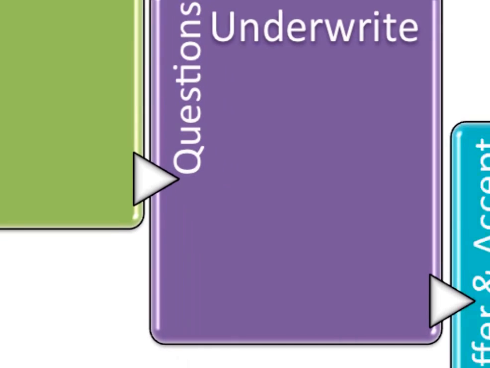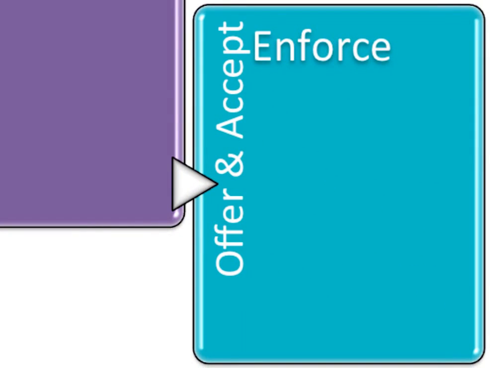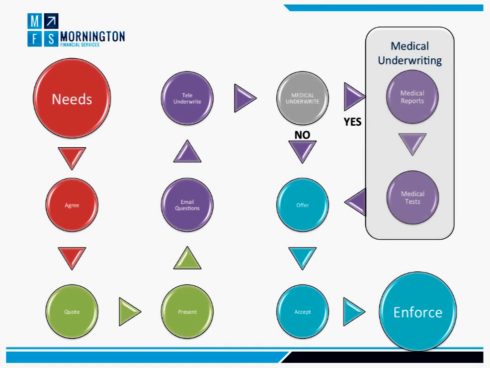Which takes us on to the last step, which is offer and acceptance. Once they have done their underwriting, they'll come back to you with an offer which you can accept various different terms to. You may choose to reduce the amount of cover, whatever the case may be. They'll come back to you with an offer. It's up to you to accept it, and then we can enforce the policy. So let's get into it and break this down even further.